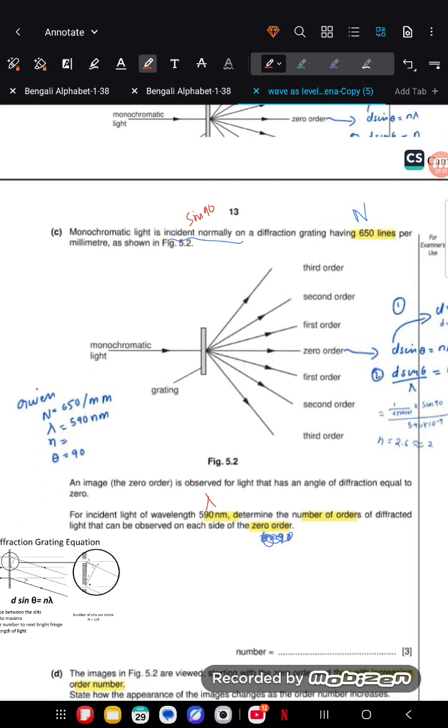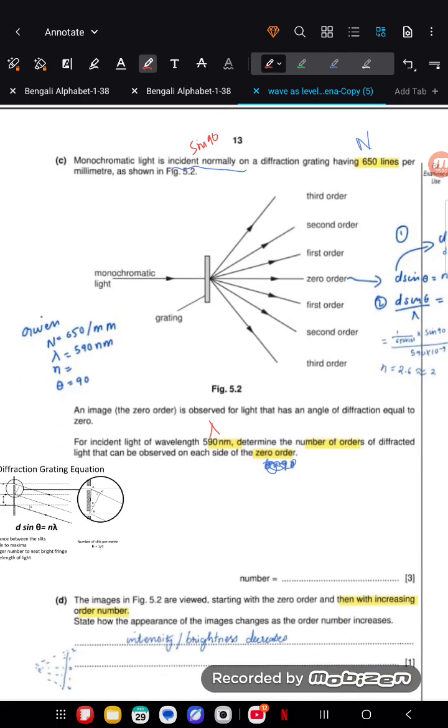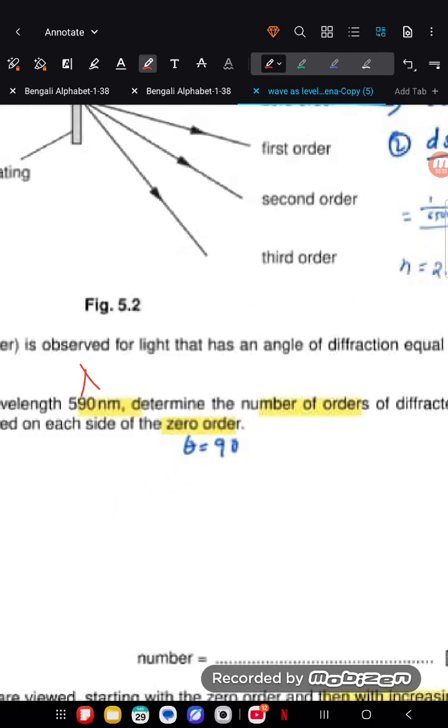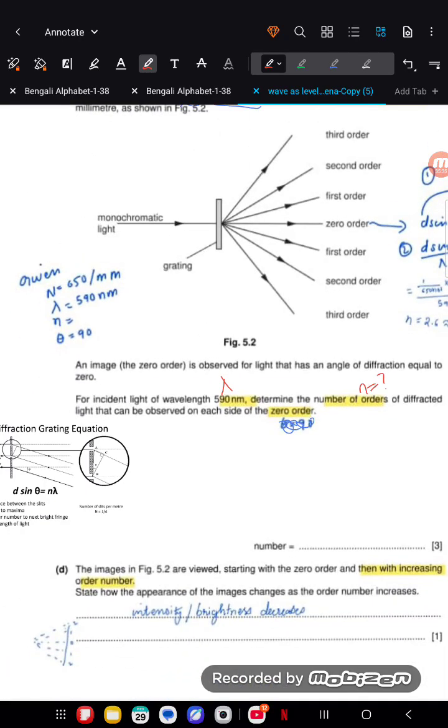So here what do they ask you to find? See here, they are asking you to find numbers. What number? Number of orders. So they are asking to find n. How many orders are there? They are asking to determine the order of diffracted light that can be observed on each side of the zero order. So how many orders are there? In order to find the orders, what things are given?